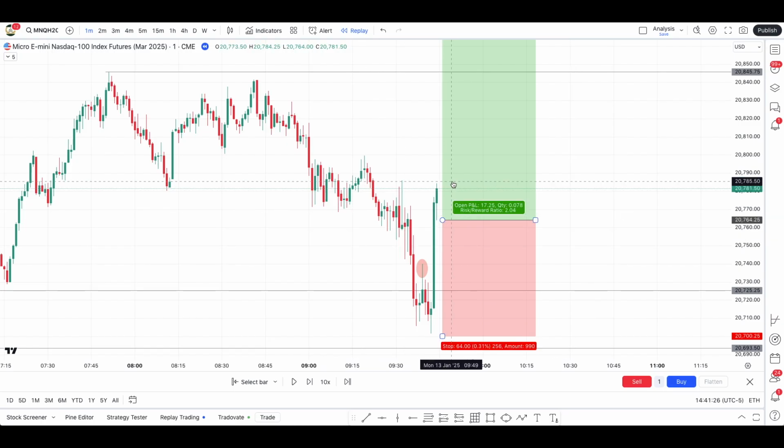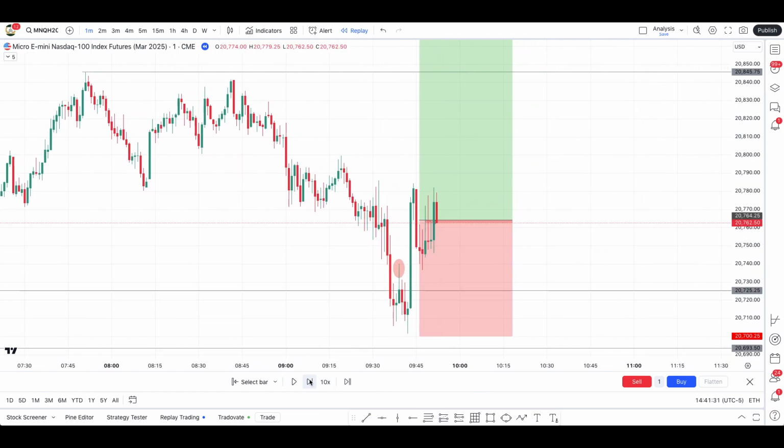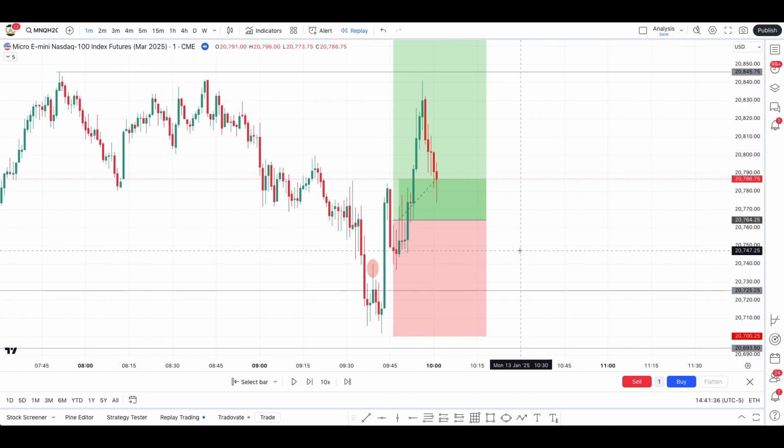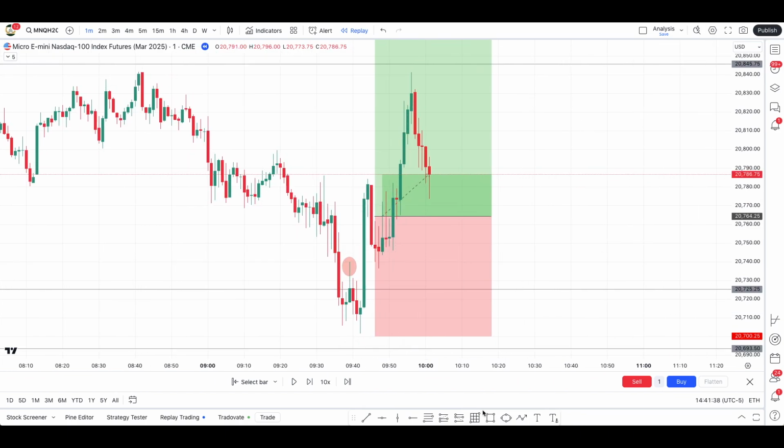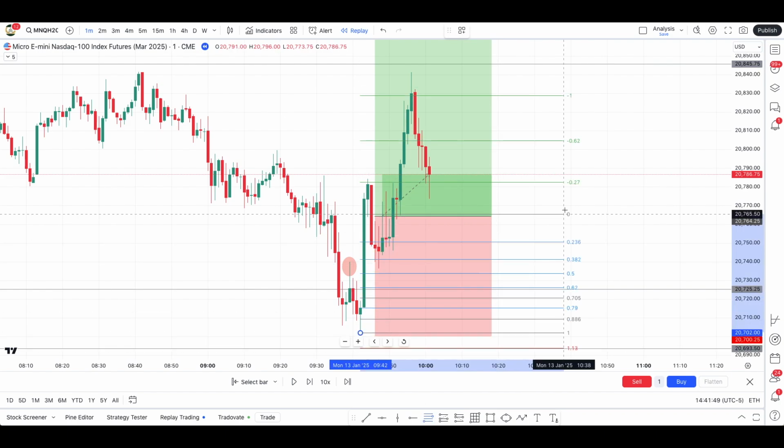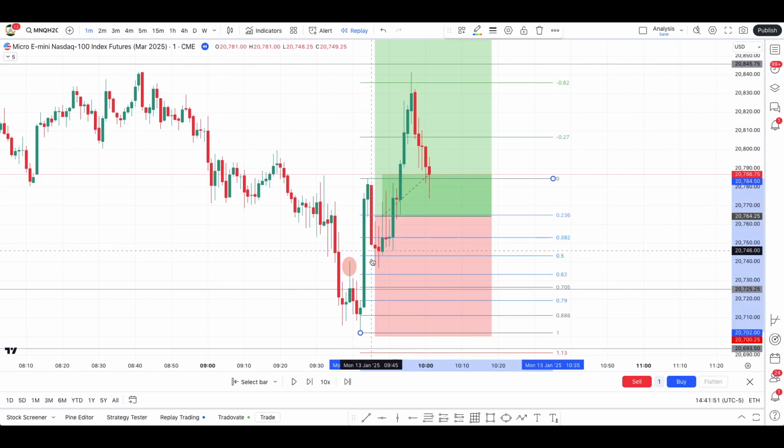All right, so this is my overall setup and let's see how it goes. So you can see that this was not a perfect entry. We reached around 50% of the fair value gap. So some people could have used a half of the fair value gap. You could also use, if you like, the Fibonacci, just like that. And we reached the 50%.